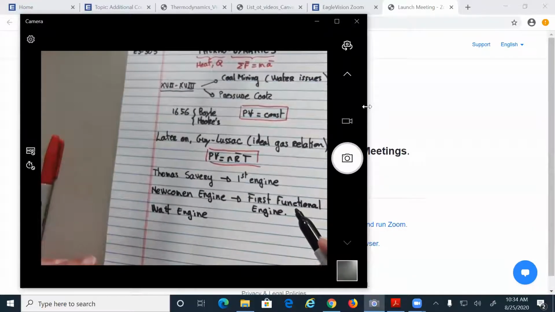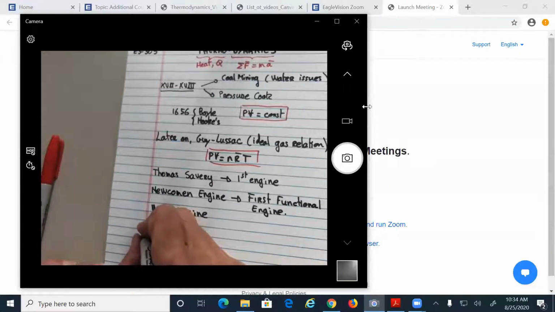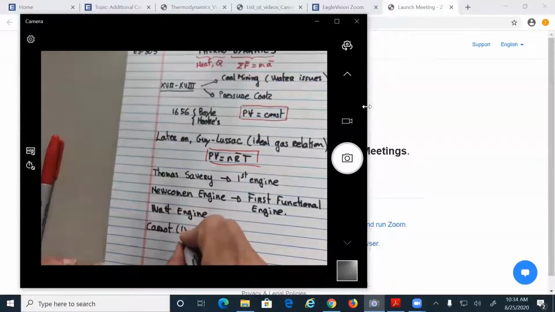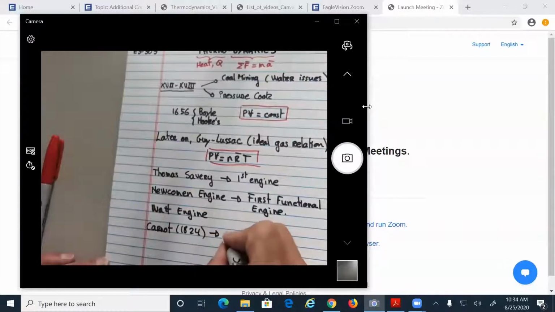So the first real calculations were done by Carnot, who was a French engineer around 1824, who based what is called the Carnot principles. And this guy is really the father of thermodynamics.